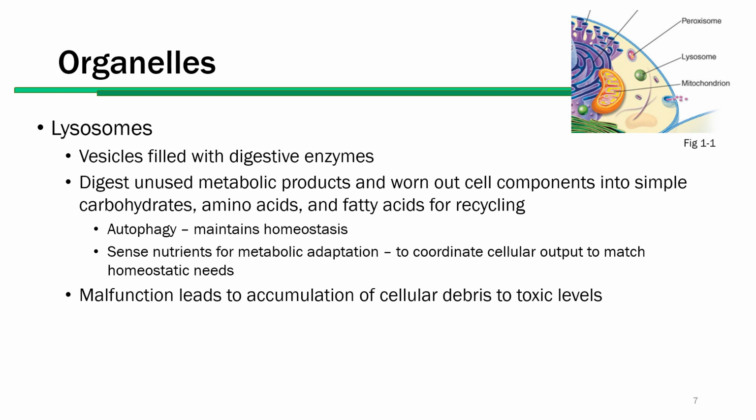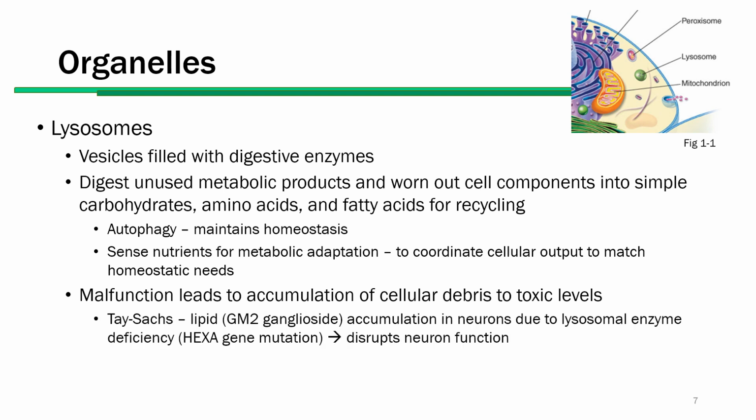There are known conditions, and I'll just give you a couple, that are related to these lysosomal disorders. One is Tay-Sachs disease. In this condition, a lipid, a GM2 ganglioside, accumulates in the neurons because the lysosomal enzyme that would normally break it down is deficient. That enzyme deficiency is caused by a gene mutation, the HEXA gene mutation, and with that accumulation of lipids, neuron function is disrupted because the neurons can't clear them out. They clog up the neuron, and it can't carry out its normal ion channel action potentials, and it loses its function because the lysosomes don't produce the enzyme needed to break down those lipids.